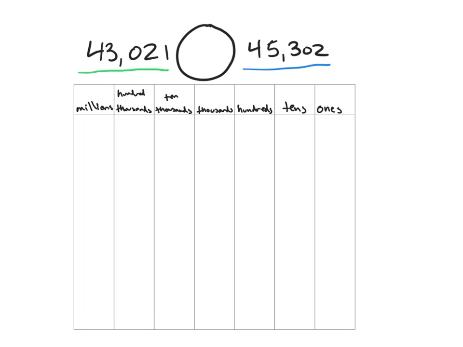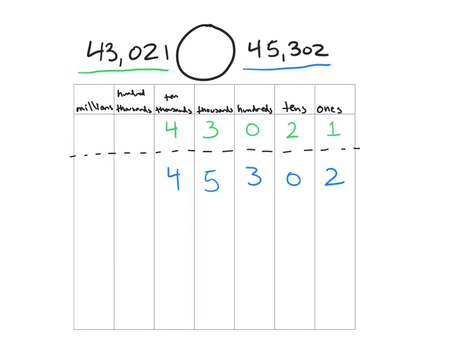So I'm going to put each of the different numbers on the place value chart and separate them with a dashed line. So for 43,021, I know there's a 4 in the 10,000s place, 3 in the thousands, 0 in the hundreds, 2 in the tens, and 1 in the ones. Put a quick little dashed line here between the two numbers. And for the second number, there's a 4 in the 10,000s place, a 5 in the thousands place, a 3 in the hundreds, 0 in the tens, and a 2 in the ones place.